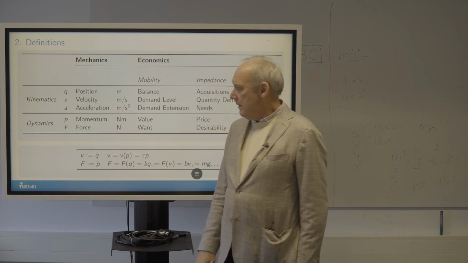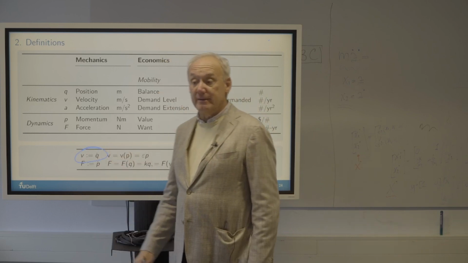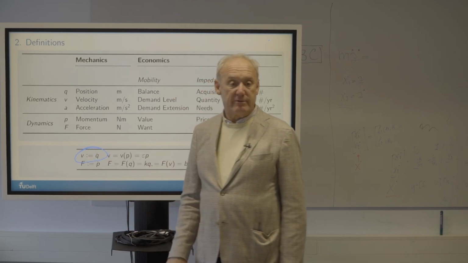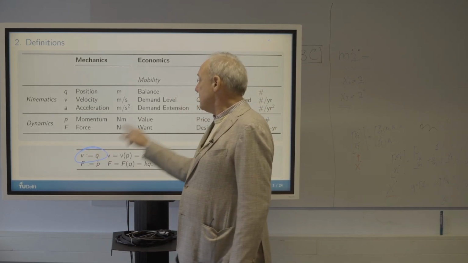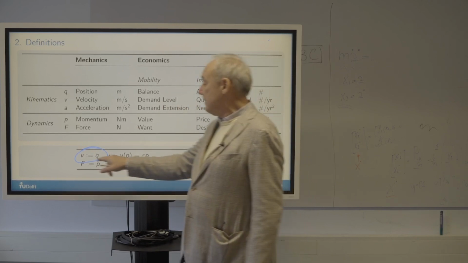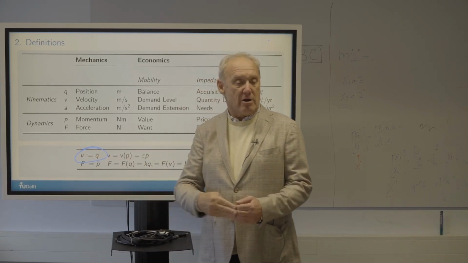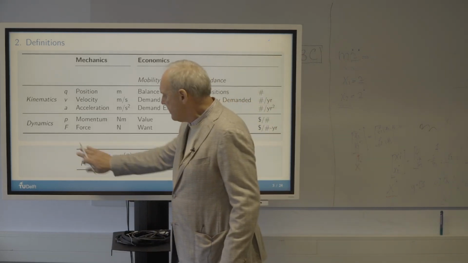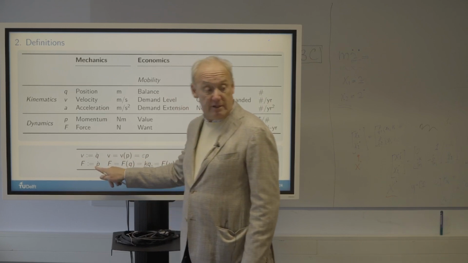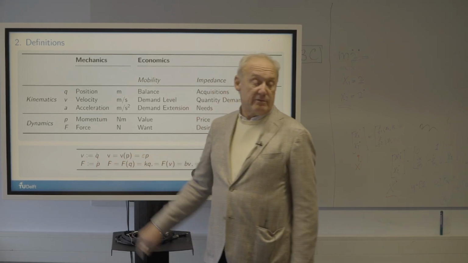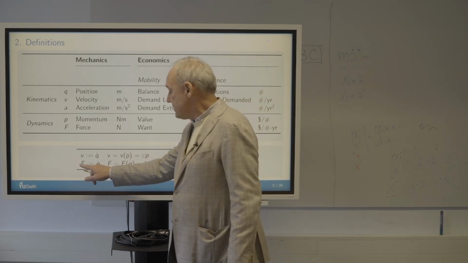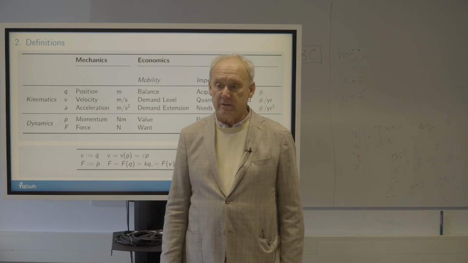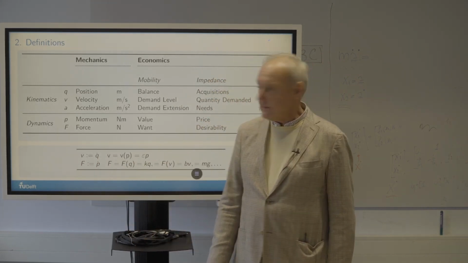So the first is what we call the definition of velocity. We take a position, we look at its time derivative at a certain point, and that's what we say is the velocity. Here we ask, what's the definition of the quantity demanded, or the flow? Well, I look at some kind of stock, some balance, and I see how the balance is changing over time. That's our definition. This is another definition: we define the force as the rate of change of momentum, or the electromotive force as the rate of change of the magnetic flux.